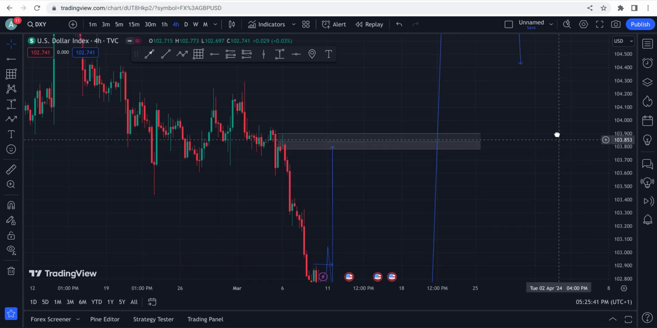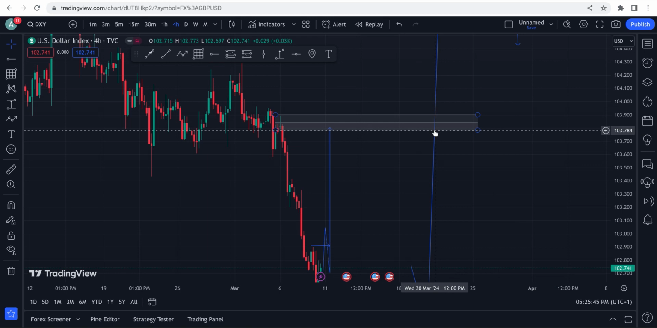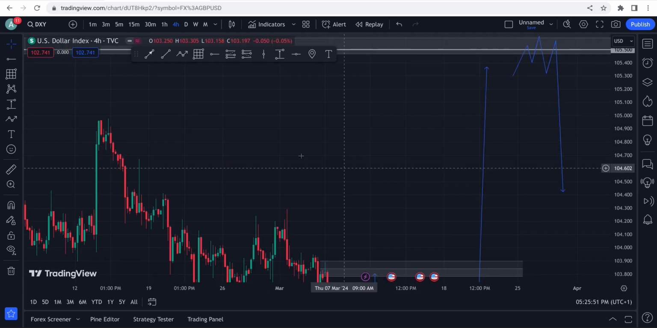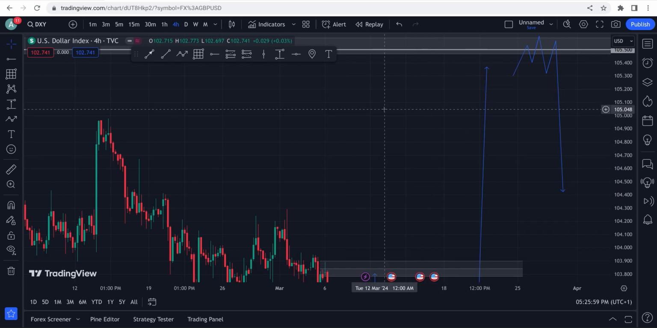Can you see now? I'm expecting shorts from this key level, but there may be a consolidation at this point, or here, or here before the full tap on the DXY. Now, what is the correlation between DXY and GBPUSD? So let's move to GBPUSD.